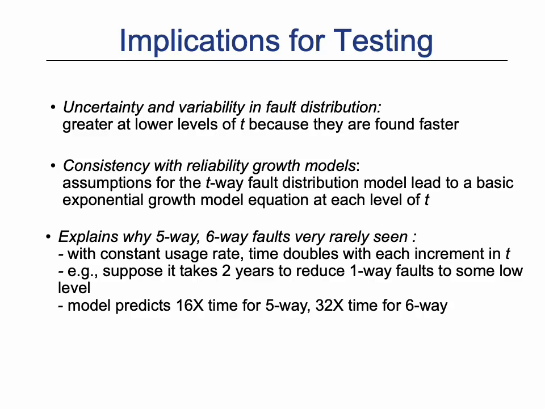And then the last interesting point is that this model also explains why 5- and 6-way faults are very rare in practice, because it's going to take much longer to find them, of course, because the model will predict roughly 16 times the discovery rate for 5-way factors and 32 times the discovery rate for 6-way combinations. So that means that it could take many years to find some of these very complex 6-way faults, for example.